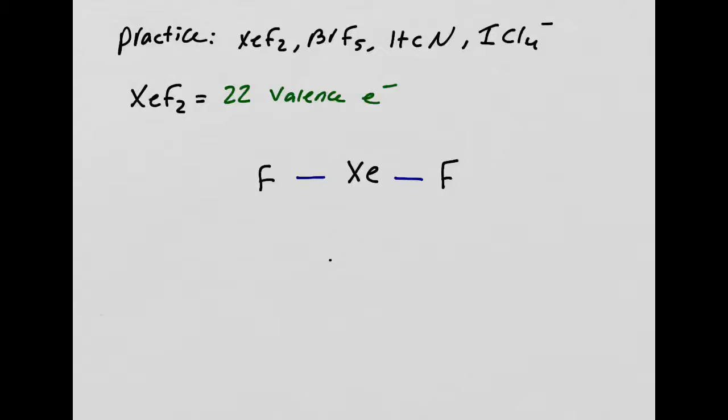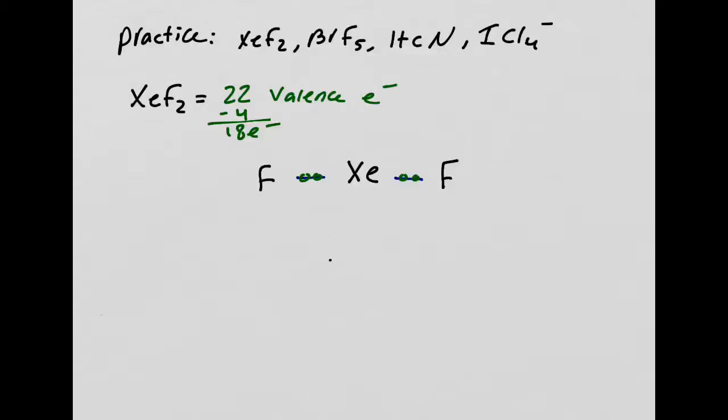Now each covalent bond, what does this keep happening? Each covalent bond has two electrons, right? Each covalent bond shares 2 electrons. So how many have I already put down? 1, 2, 3, 4. So I've already put down 4. 22 minus 4 is 18 electrons left to account for.